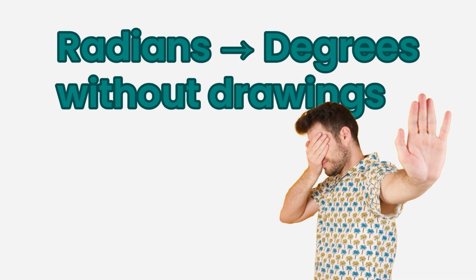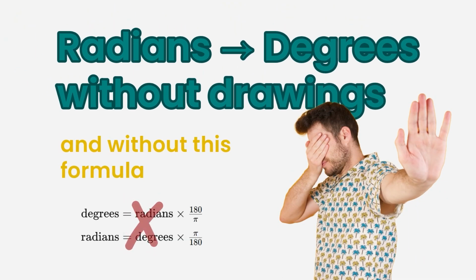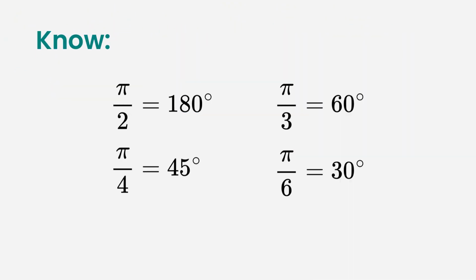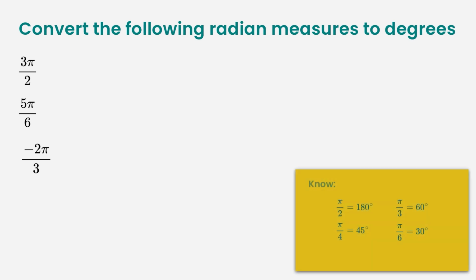Here's how we can convert from radians into degrees without drawings. If you work with these common fractions of pi, you likely will be very familiar with these conversions. Since we already know that pi over 2 is 90 degrees, 3 pi over 2 must be 3 times 90 degrees.